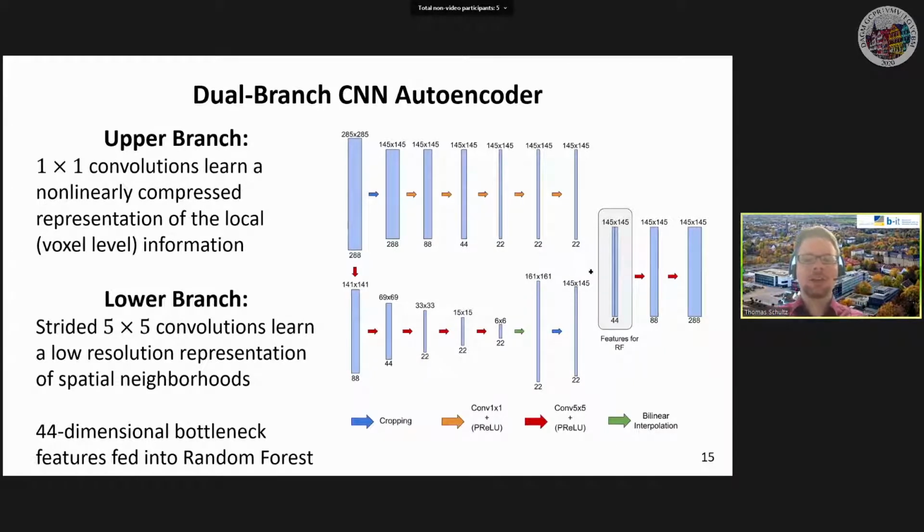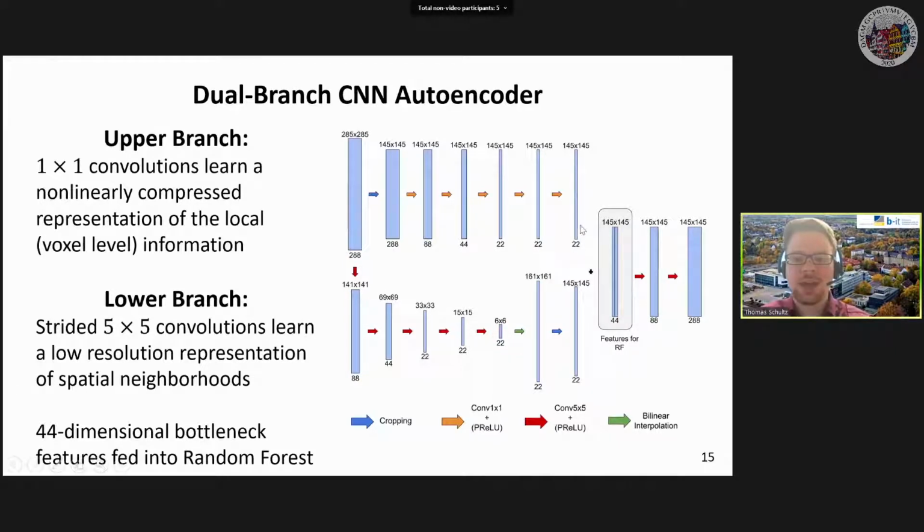And now for learning the spatial neighborhood, what's really crucial is the lower branch. In the lower branch, to account for the spatial neighborhood, we use 5x5 convolutions. And to allow the receptive field to grow more quickly, we also use strided convolutions, which effectively downsample the original image resolution. So in the extreme case, in the bottleneck here, we just reduce the complete spatial information to just 6x6 pixels, which we then upsample again to the original resolution.